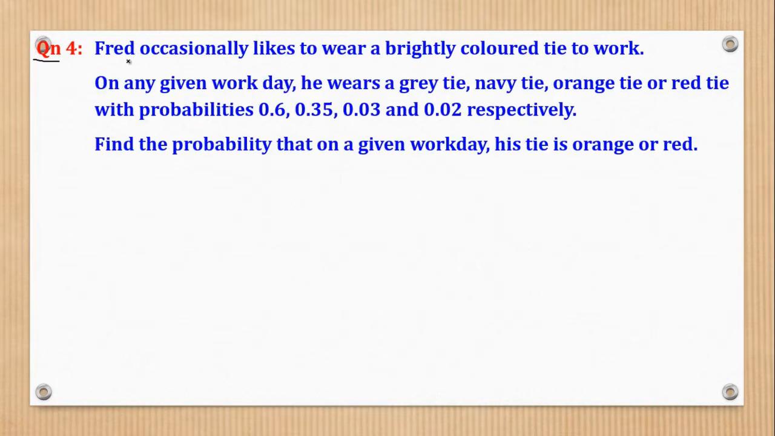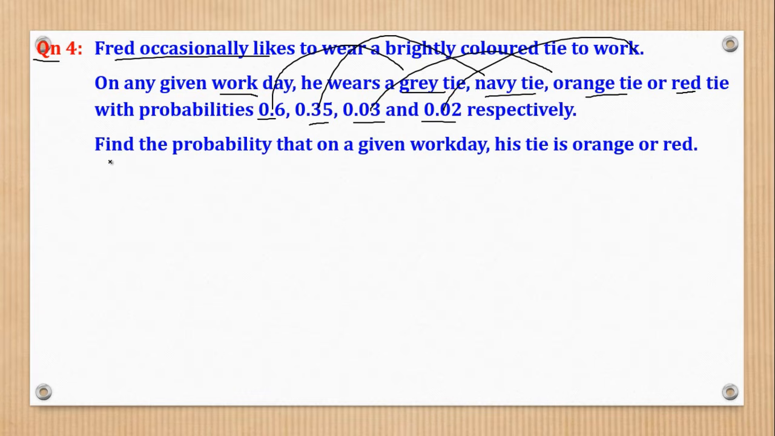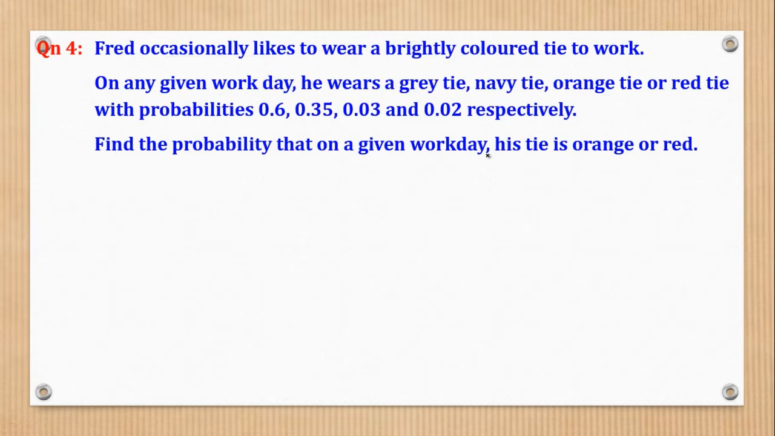Then question 4 says, Fred occasionally likes to wear a bright colored tie to work. On a given work day, he wears a gray tie, navy tie, orange tie, or red tie, with probability 0.6 for gray, 0.35 for navy, 0.03 for orange, and 0.02 for red. Find the probability that on a given work day his tie is orange or red.